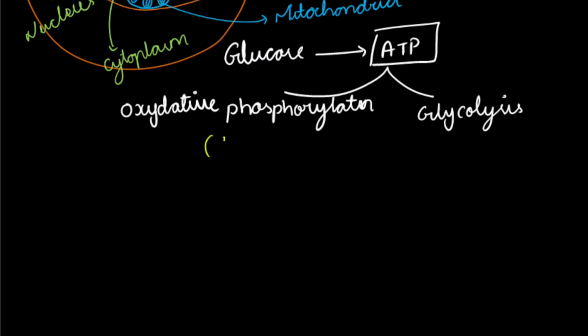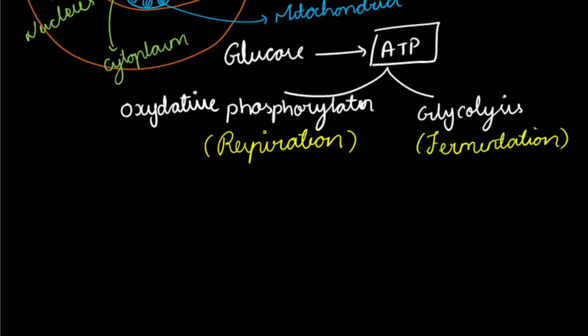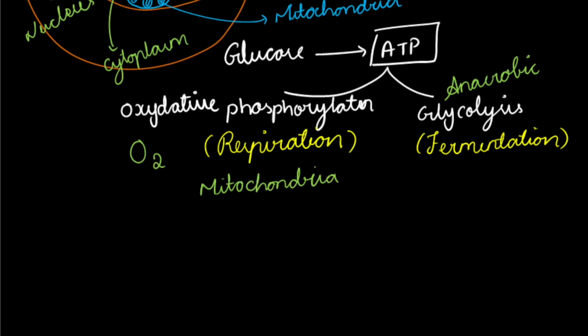Oxidative phosphorylation is also called cellular respiration, and glycolysis is commonly called fermentation. Oxidative phosphorylation mainly occurs in the presence of oxygen, that is, aerobic conditions, and glycolysis occurs only during anaerobic conditions. Our cell will automatically switch to glycolysis whenever there is an anaerobic condition. Oxidative phosphorylation happens in the mitochondria. We are not going to discuss these in detail. Glycolysis mainly happens in the cytoplasm of the cell.